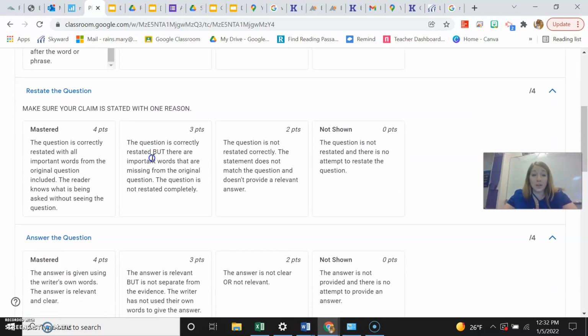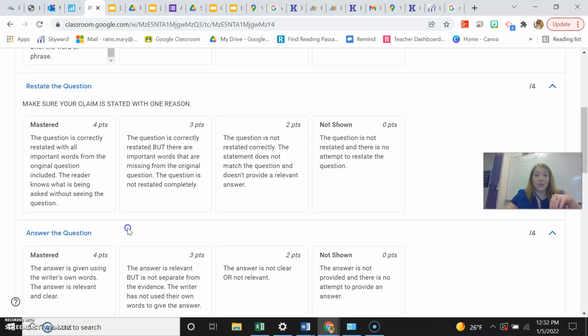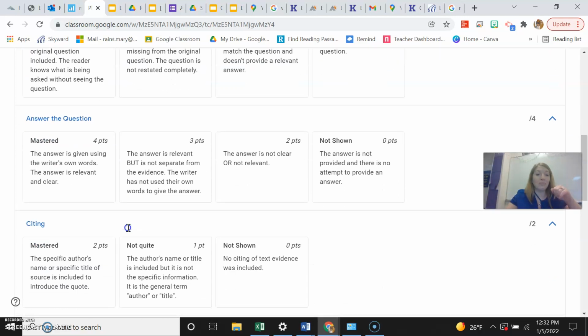To restate the question, you will get 4 points for this. The question is correctly restated with all important words from the original question included. The reader knows what is being asked without seeing the question. So you're restating and answering the question. That is your claim. So make sure you guys do that.